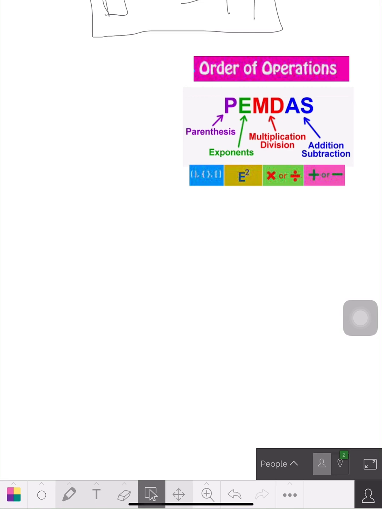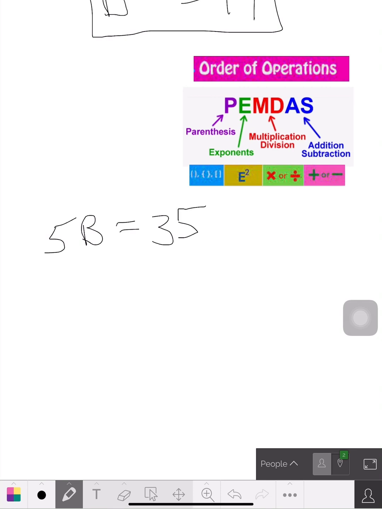Okay? So it's going to be 5b. Let's go back to pen. Regular tip. 5b equals 35. So how do we get b by itself? We're going backwards on the order of operations. There's no addition, subtraction, but there is multiplication, division here. The 5 is really 5. 5b is really 5 times b.